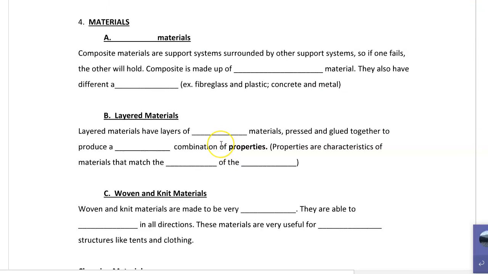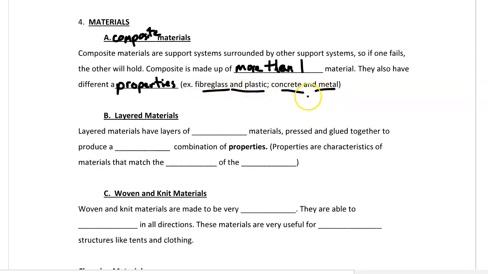I want to talk a little bit about materials. Okay, first of all, composite materials. These are materials which support systems surrounded by other support systems. So if one fails, the other can hold. Composite materials are made up of more than one material. And they also have different properties. Now, some examples include fiberglass and plastic working together, or concrete and metal, such as the rebar in a driveway, where it's designed to work together. And so these things usually form what we would consider one item, one material, but they're actually made up of multiple things.